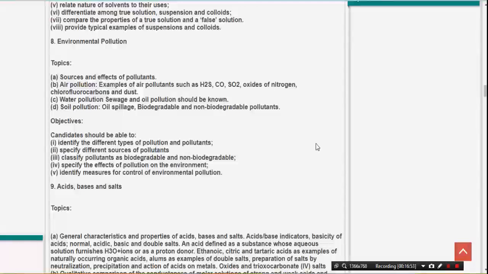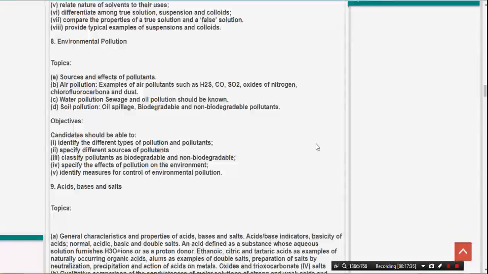Number 8 is environmental pollution. Topics: sources and effect of pollution. Air pollution. Examples of air pollution such as H2S, CO, SO2, oxides of nitrogen, chlorofluorocarbon, and dust. Water pollution, sewage and oil pollution should be known. Soil pollution, oil spillage, biodegradable and non-biodegradable pollutants.